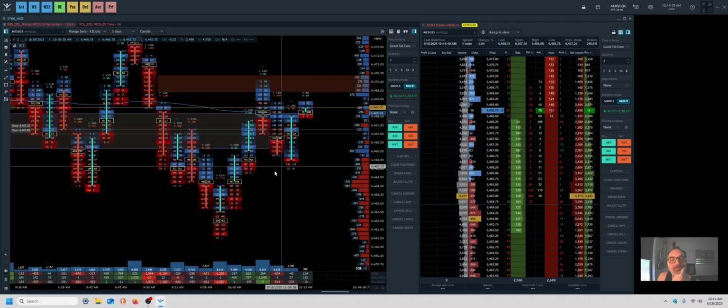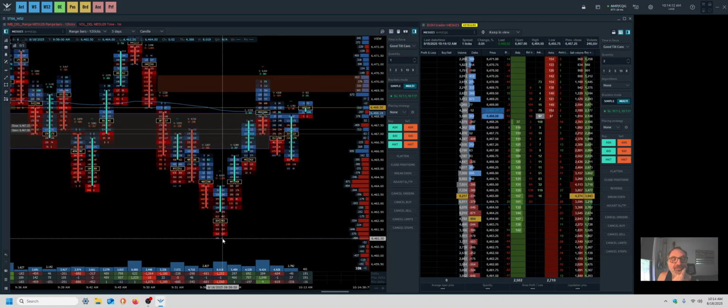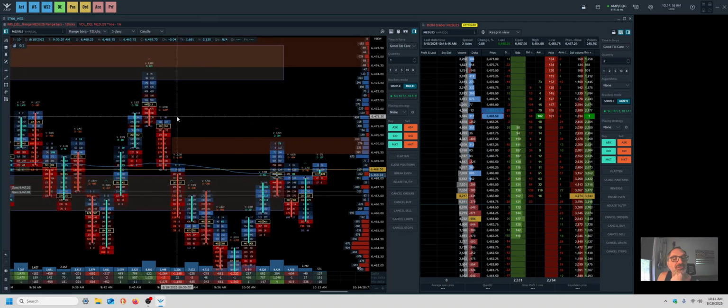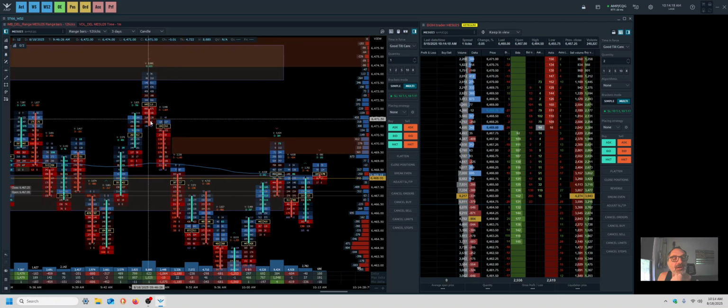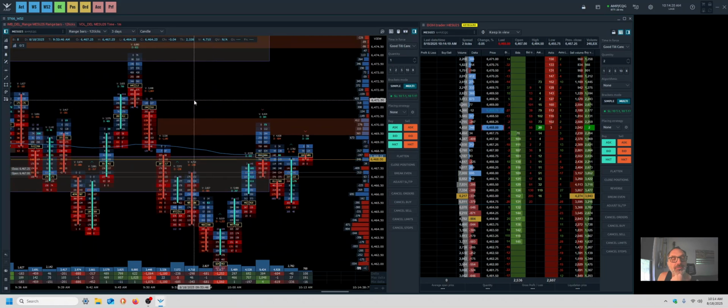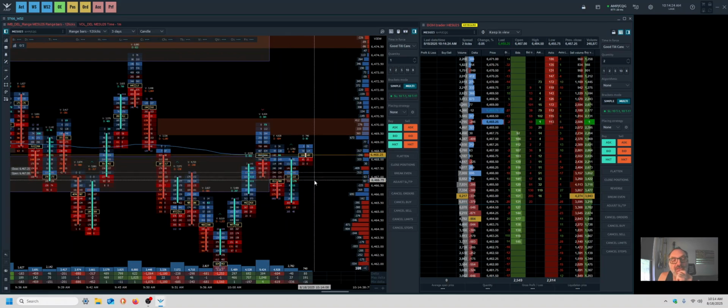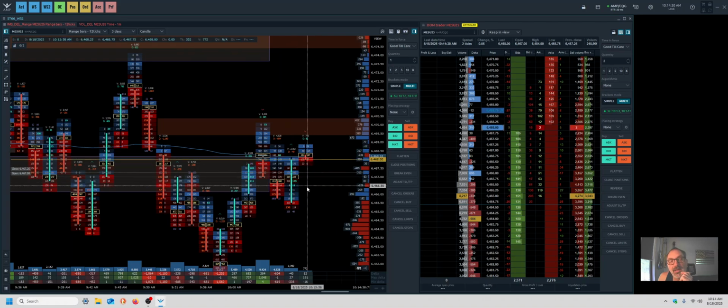Unfinished auction here. These are all finished. This is an unfinished auction right in here. And they tend to be like magnets for the price action. So we didn't get any higher than here. We started rotating back down. So we're going to see a consolidation in this area.